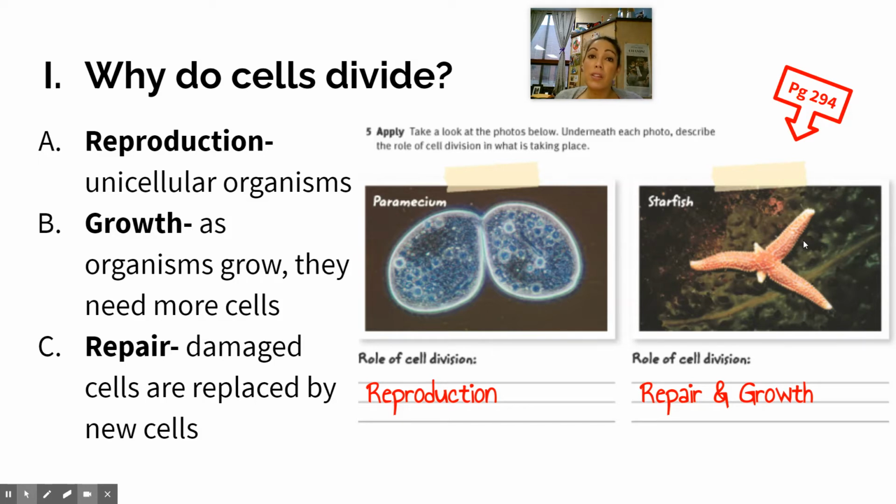So first of all, the cells needed to divide to repair that injured area. But now that it seems to be pretty well repaired, those limbs, those little starfish legs need to grow. And so those starfish legs are getting more and more cells as that starfish is growing those legs.